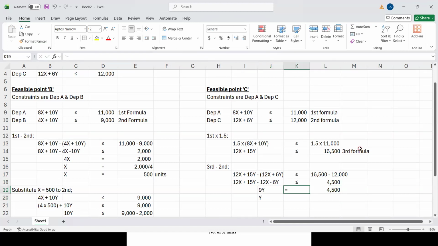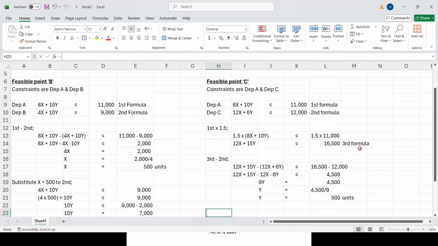4,500. So y equal 4,500 divided by 9. So y equal how much? It is 500. 500 units. Correct? Now what should we do?